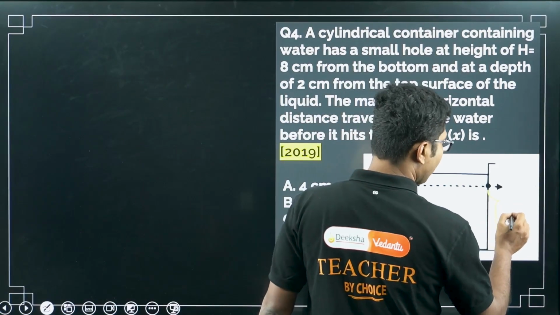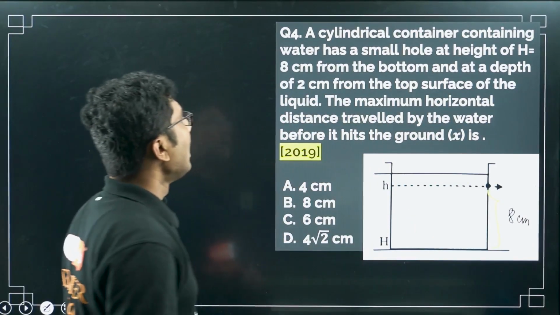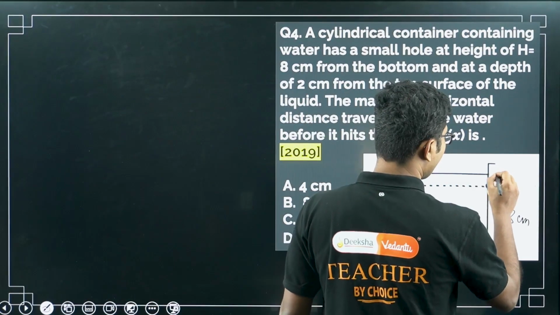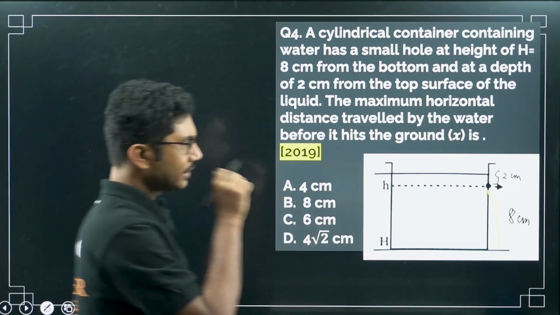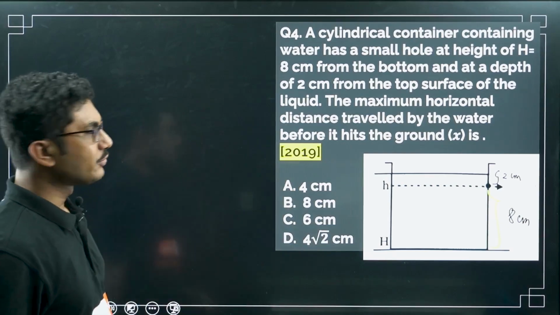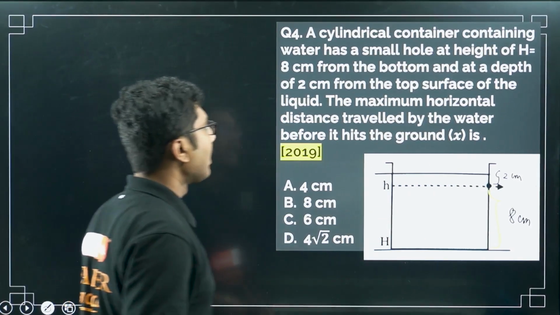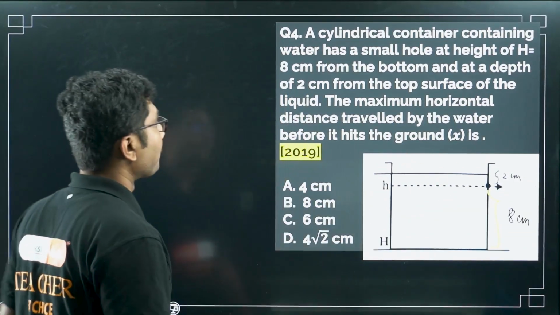Okay, at a height of 8 centimeter from the bottom, there is a small hole, and its depth is 2 centimeter from the top. So, from the top it is 2 centimeter, and from the bottom it is 8 centimeter. Okay, and it is open. Obviously, as you can see, the container is open.